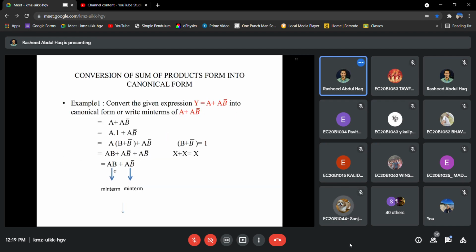Okay, so this is a conversion of a SOP into canonical form. In the same question, y equal to A plus B bar is converted to the canonical form. Simply, as I told earlier, you can multiply A with 1. A into 1 is always A. Then you can take another input, that is B plus B bar is equal to 1. So we will expand that and we will get AB plus AB bar plus AB bar. Then we already know that AB bar plus AB bar is equal to AB bar itself, since it's a sum.